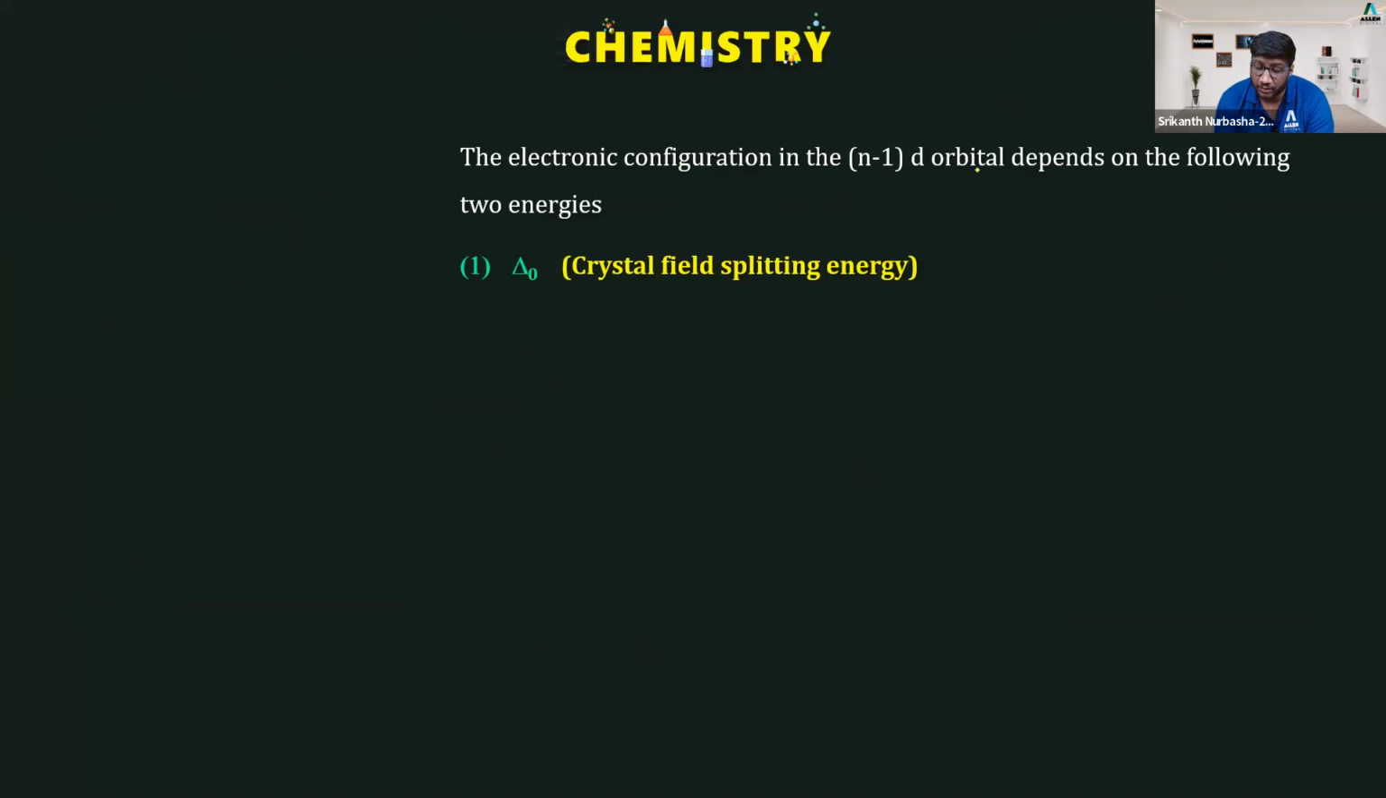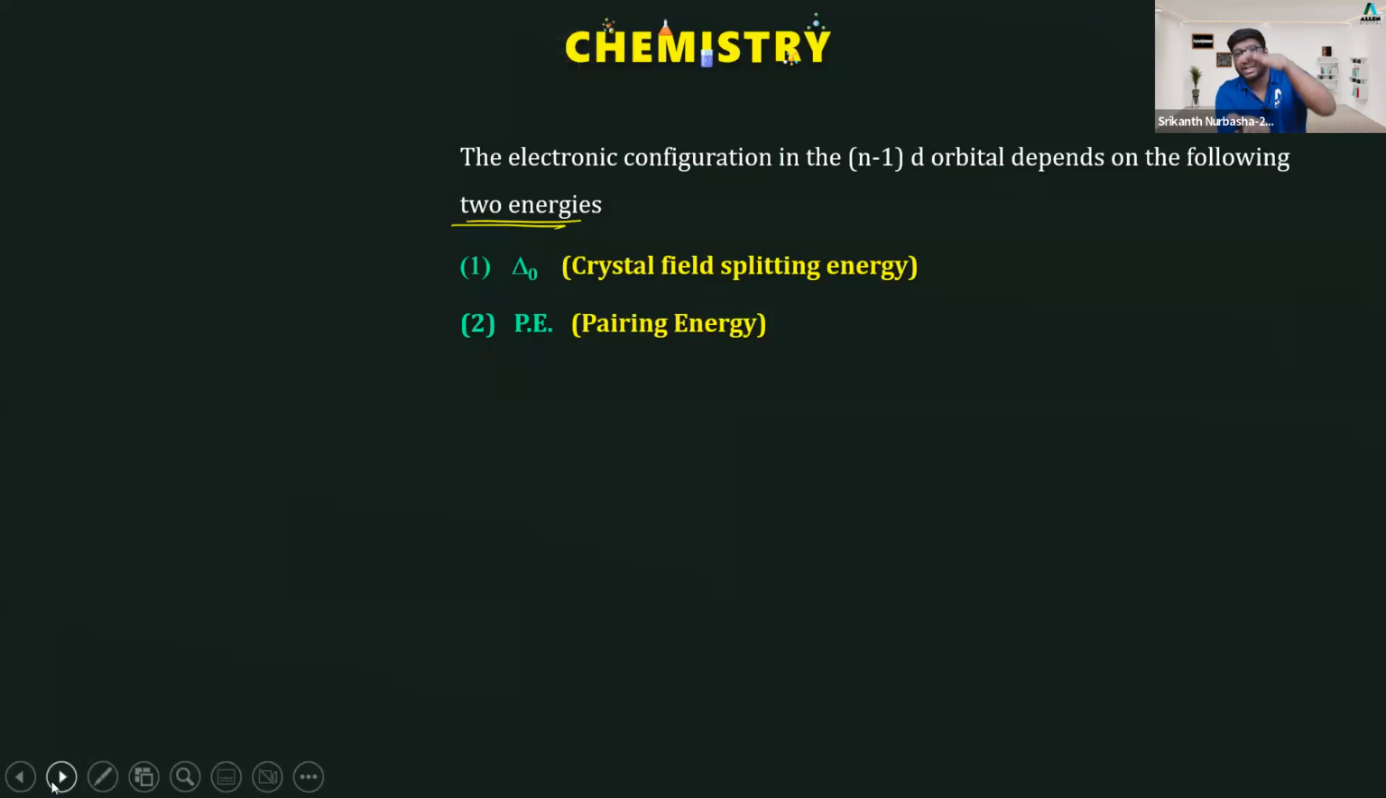Okay, the electronic configuration in the n-1 d orbital depends upon the following two energies. In the n-1 d orbitals, whether the electrons are going to be filled or not will depend upon the following two energies. Delta naught, the crystal field splitting energy, how much the splitting happened, and the second one is pairing energy. If we have a strong field ligand, the splitting is very high. If the splitting is very high, the electrons go and pair. They cannot go to the higher energy EG. If the splitting is less, the electron can go to the EG. That's the only point.